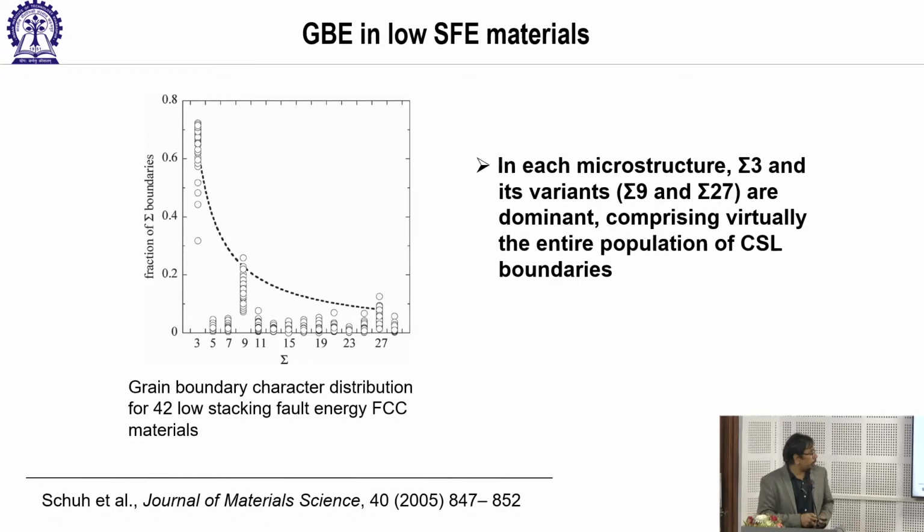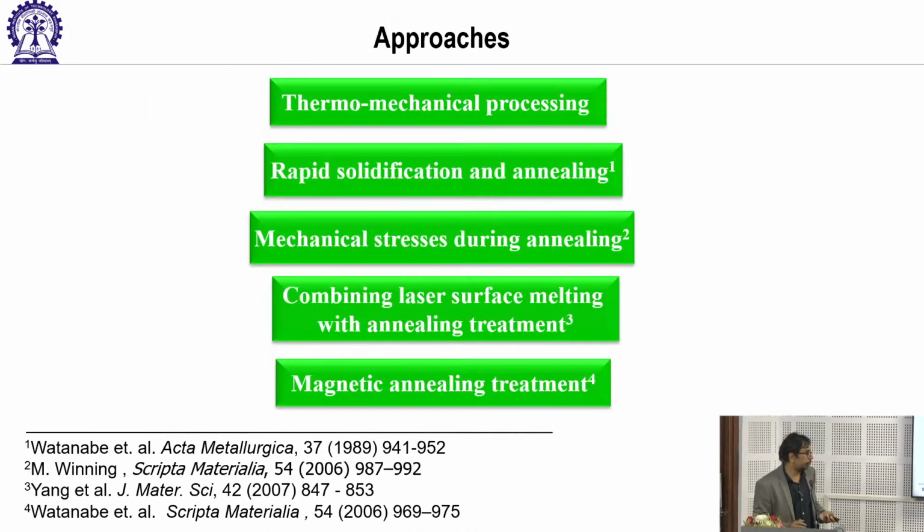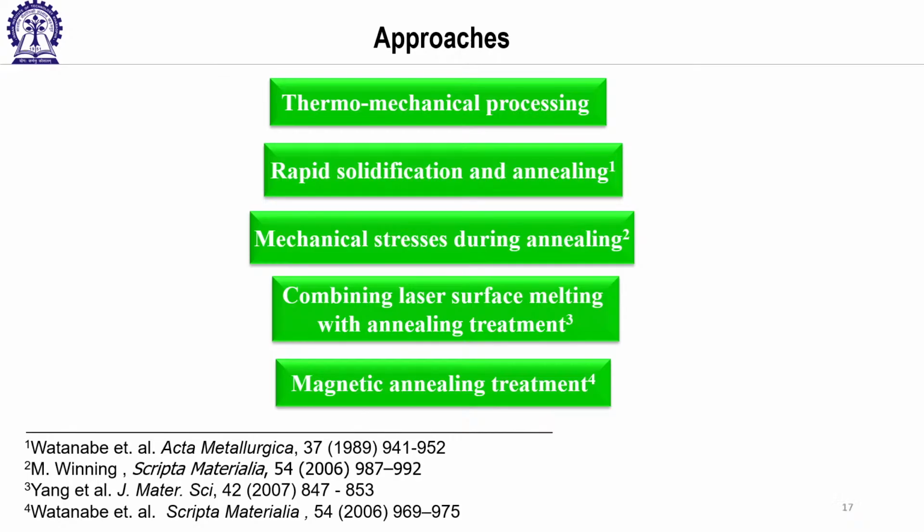So that is the reason why from now onwards, when I am talking about special boundaries, I will mainly mean sigma 3, sigma 9 or sigma 27. Okay, so there are different approaches researchers have tried in the past, and I have just tried to summarize. There are many other approaches, but out of all these: thermomechanical processing, rapid solidification annealing, laser surface melting, magnetic annealing treatment, mechanical stresses during annealing.